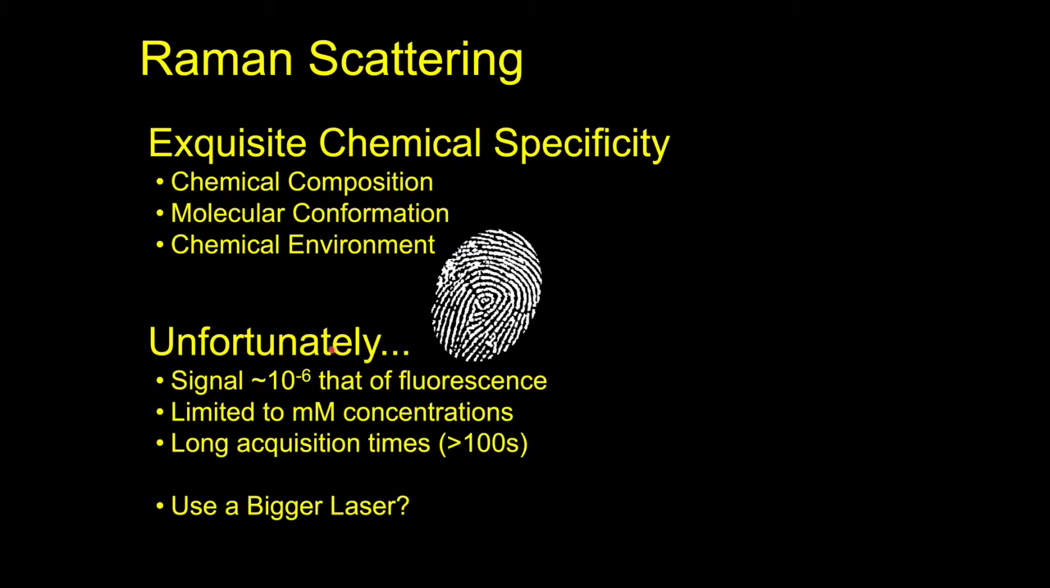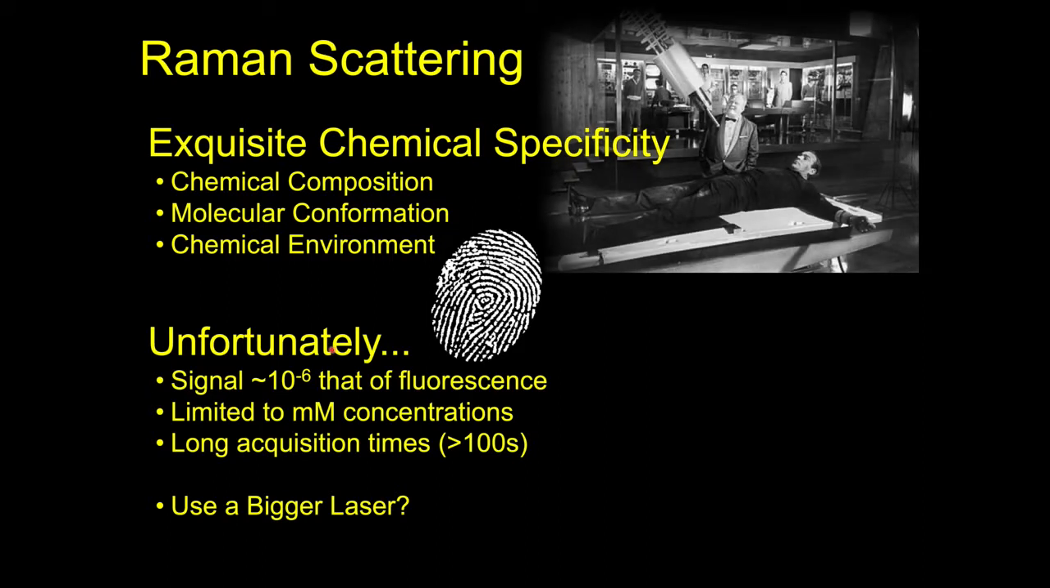But unfortunately, the signal that we get from Raman scattering is about 1,000,000 times weaker than the signal that we would get from a typical fluorescent tag. And this limits the sensitivity of Raman scattering to a few millimolar concentrations. And it can require acquisition times of up to 100 seconds to acquire a single spectrum from a single point. So if we want to map out high resolution images of cells consisting of millions of pixels, it's going to take a very long time unless we use a bigger laser. Obviously, if we use a laser that's 1,000,000 times stronger than that used for fluorescence, it's not going to be compatible with biological samples, and we're just going to completely ablate the sample.